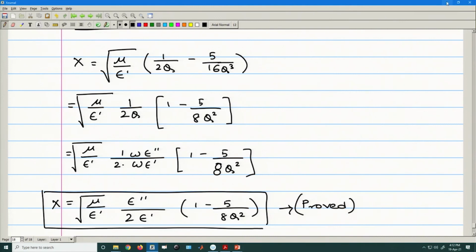So in the next class we will also solve a few more problems on wave numbers and then we will move into electric current source. Thank you.